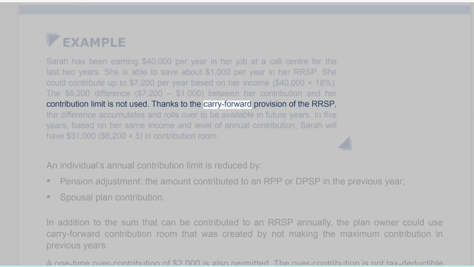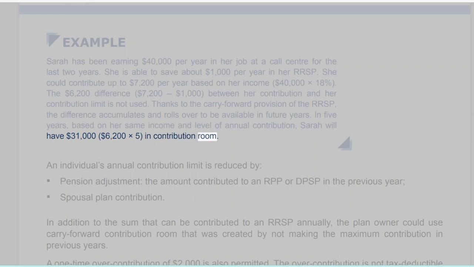Thanks to the carry-forward provision of the RRSP, the difference accumulates and rolls over to be available in future years. In 5 years, based on her same income and level of annual contribution, Sarah will have $31,000, $6,200 times 5, in contribution room.